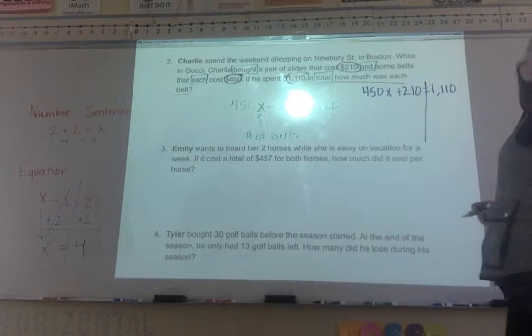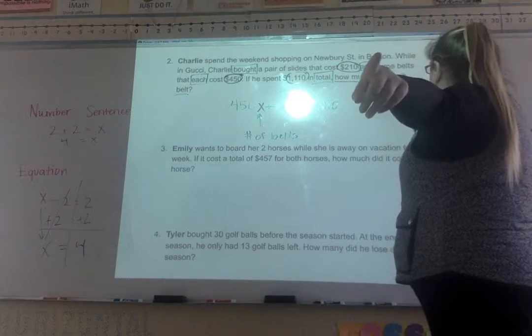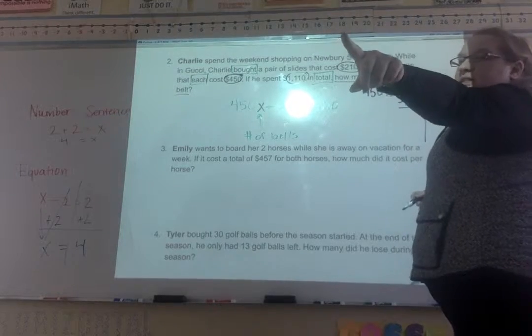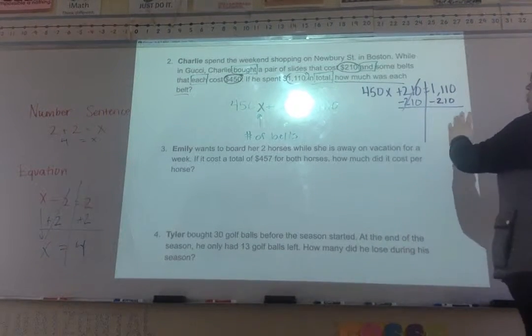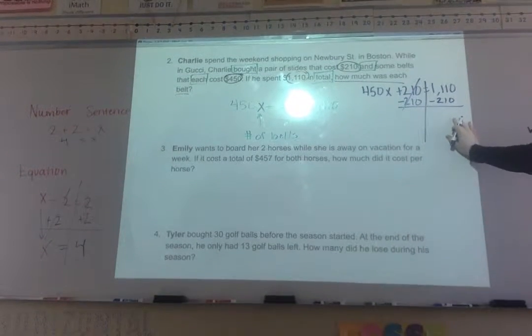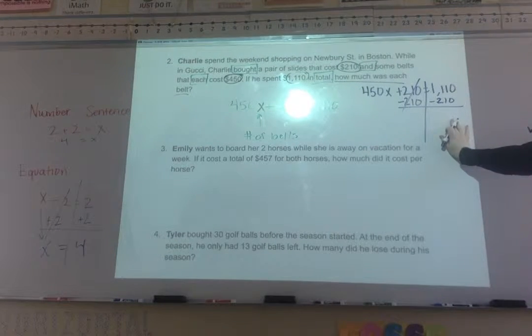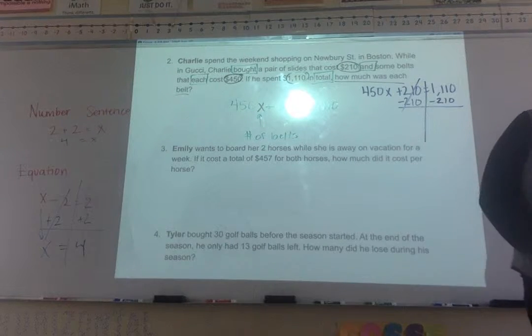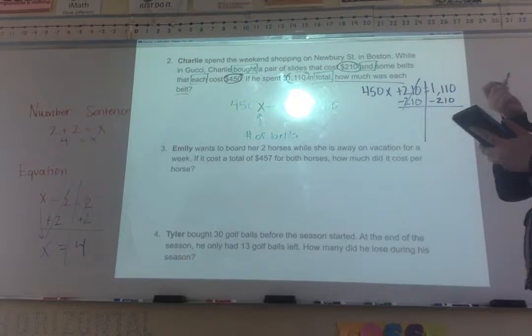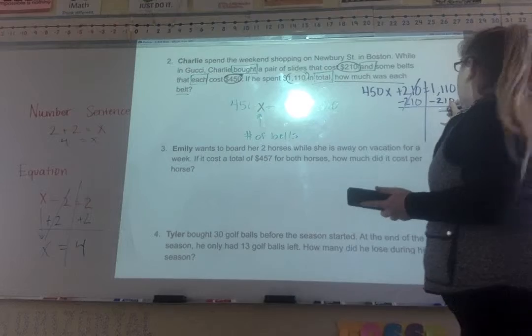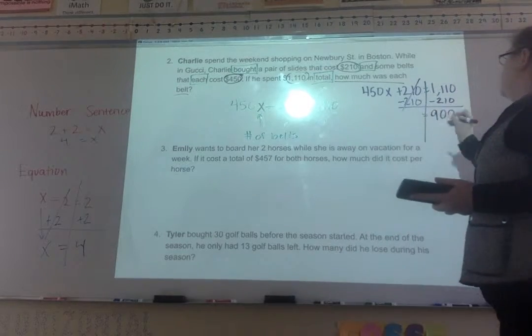Minus 210. What I gotta do to one side, I gotta do to the other side. All right. So these cancel out. What does 1,110 minus 210 equal? I have the hardest time saying this number. 900. Okay. So we're left with 900 on that side.